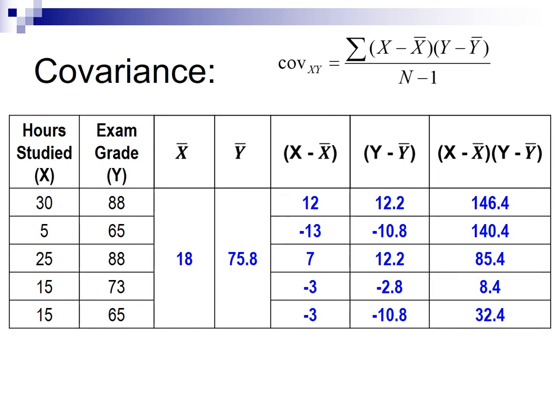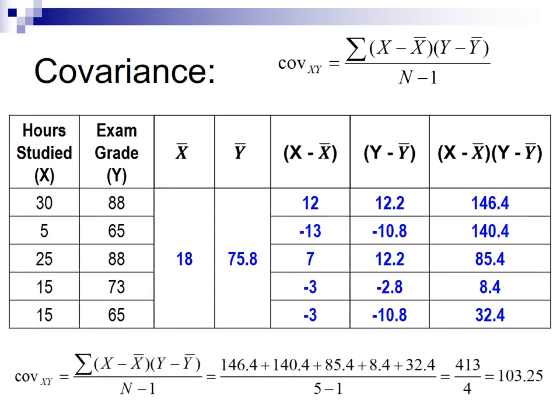Then we add the five scores in the last column together. We have 413. This 413 has a new name. It is called the sum of the products, because each score in the last column is a product score, 146.4, 140.4, etc. So 413 is called the sum of the products. Then covariance equals the sum of products divided by sample size minus 1, which is 4. So the covariance in our example is 103.25.